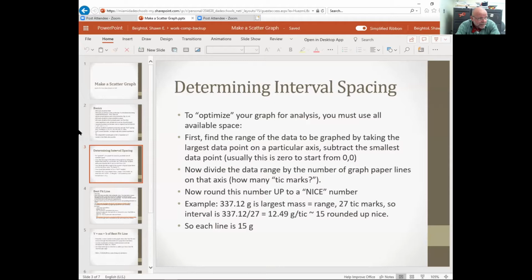It says to optimize your graph for analysis, you must use all available space. So the first thing you do is you subtract the biggest data minus the smallest data on the x-axis, and you do the same thing on the y-axis. But the point that I'm trying to make is to make your graph as big as possible, you need to know the range of data that you have, and you get that by subtracting your big number minus your small number. And then you're going to divide that by the number of lines. So let's see how we do that.